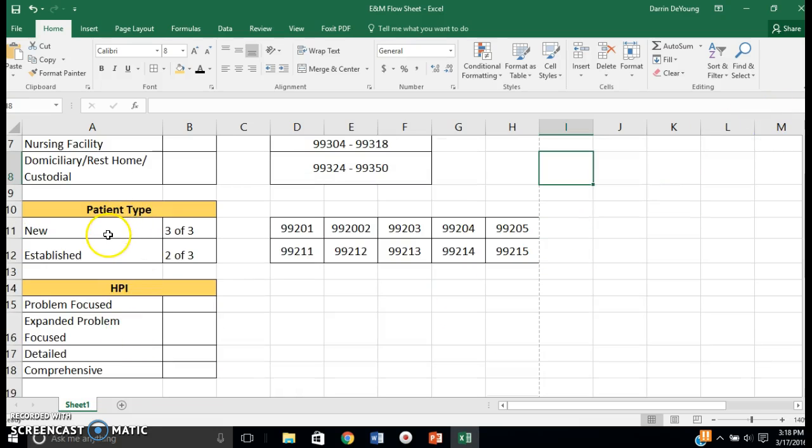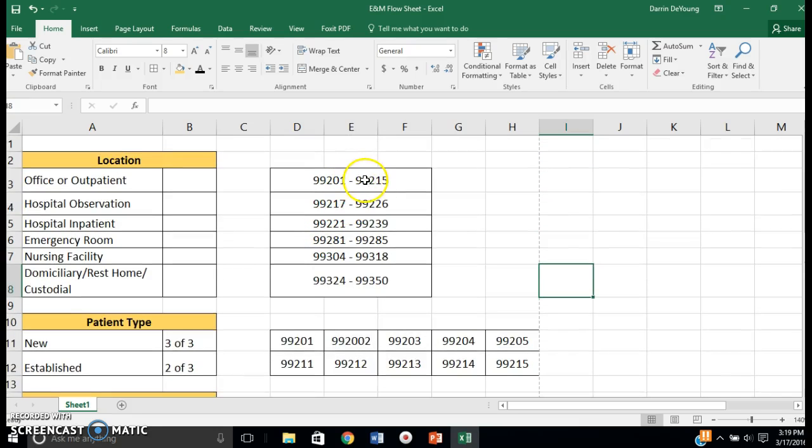We have patient type, new and established. New patients and initial visits always require 3 out of 3 of their key components. Established, or follow-up visits, require 2 out of 3 of the key components. I put code ranges in here to make it a little bit easier for you to figure out where to start looking in the manual. So all of the new patient codes for outpatient or office visits will be 99201 to 99205. For established outpatient or office visits, it'll be 99211 to 99215.